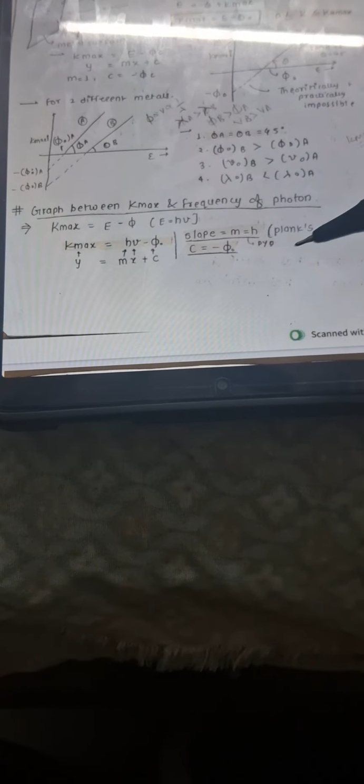As evident from the graph, the work function for B is greater than that of A, which means the threshold frequency of B is greater than that of A, which again explains that the threshold wavelength for B is less than that of A.